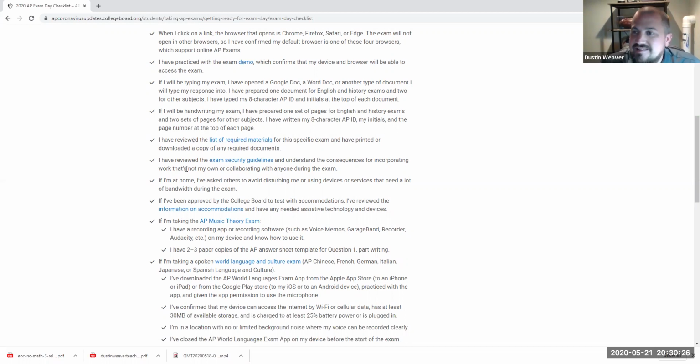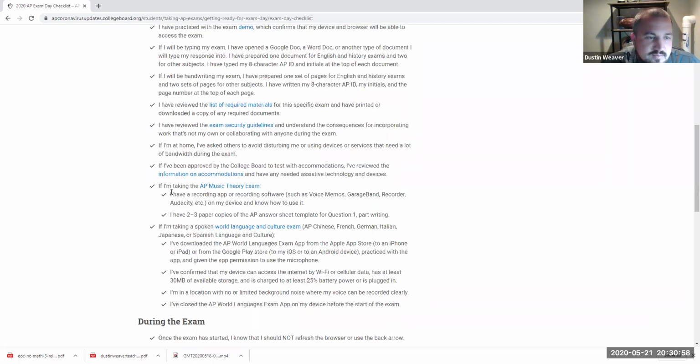The exam security guidelines, that just means during the exam, you're not communicating with anyone else taking the AP exam. This is just you. You can use your notes. You can Google search. You can do things like that. But you really just need to focus on what you know and what you feel very strongly about. If you're at home, you've asked others to not disturb you or use any devices that may mess up the exam or the bandwidth that you need.